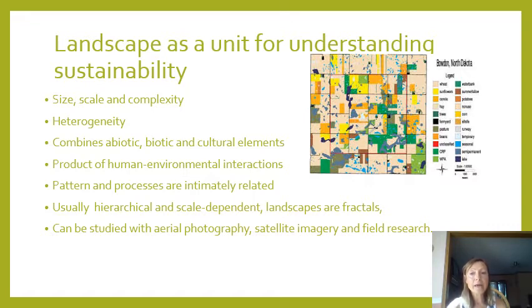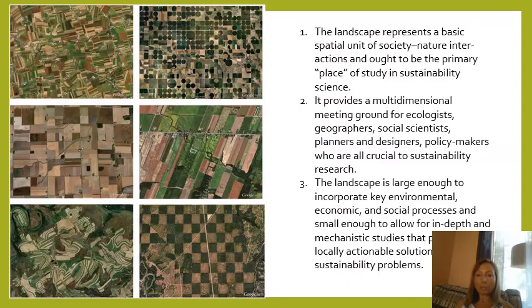And that's why, again, all these methods that we can use for describing the landscapes can help us to understand sustainability at the landscape scale, at the local scale. So to sum up, a landscape is a basic spatial unit of human environmental interactions that is really a primary place of study in sustainability science.